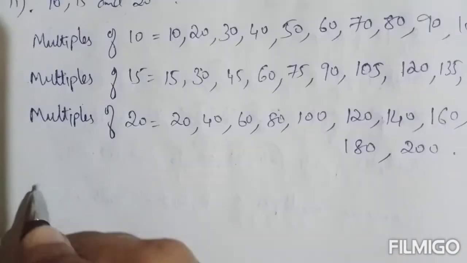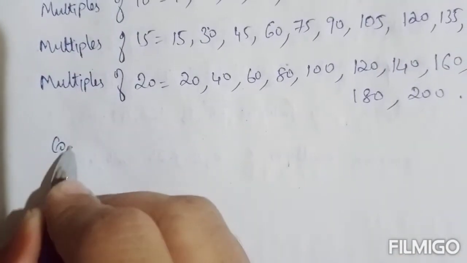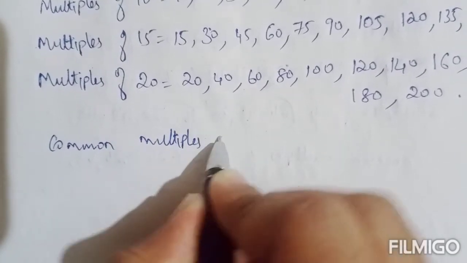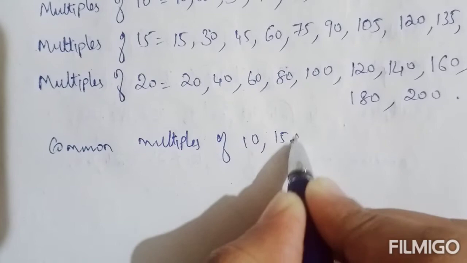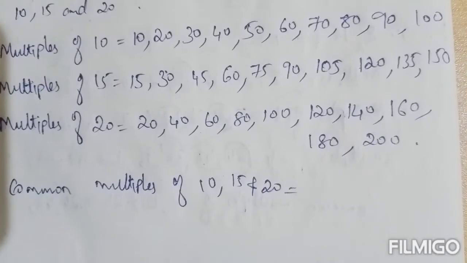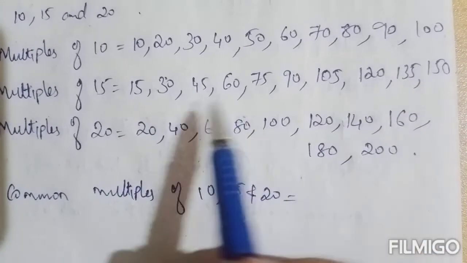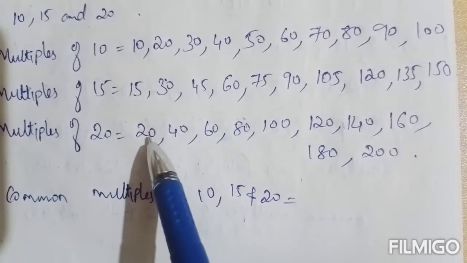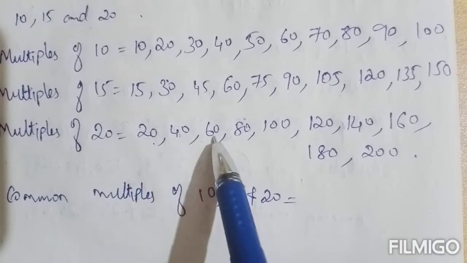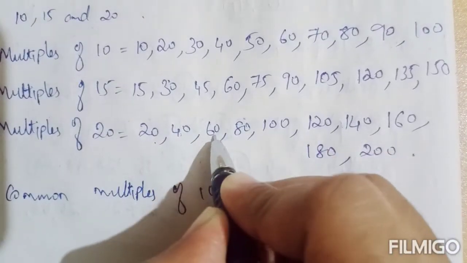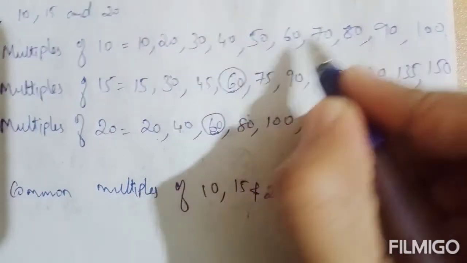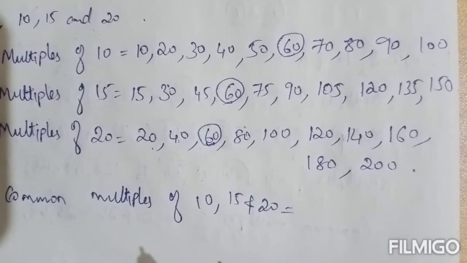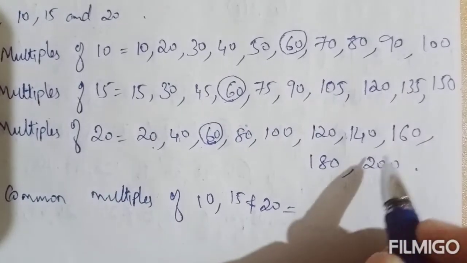Now we can find the common multiples of 10, 15 and 20. You can see here which number is coming first. Here 20, 40, 60 is coming. 60 is coming in these three numbers, you can see. Okay, next number, it will be 120.